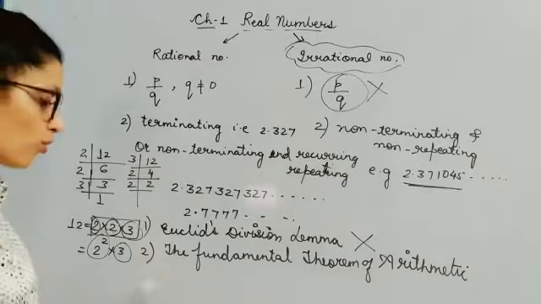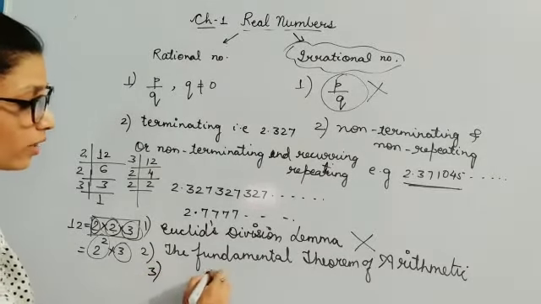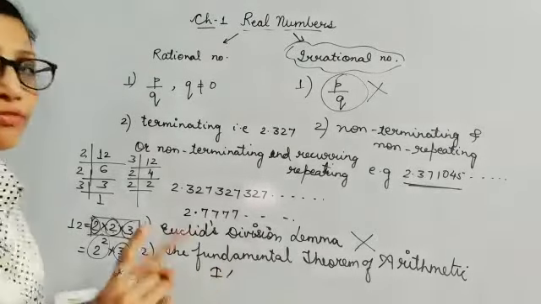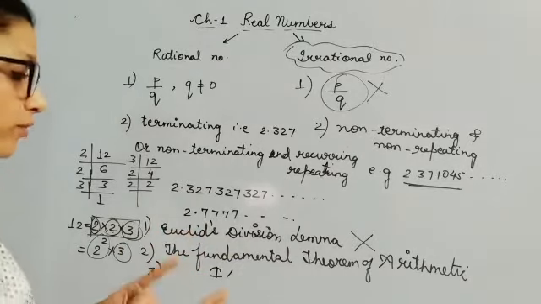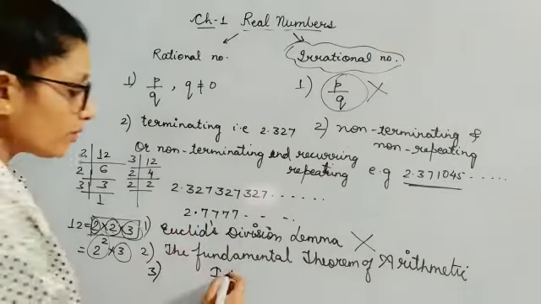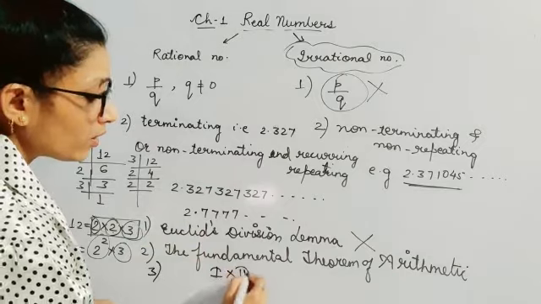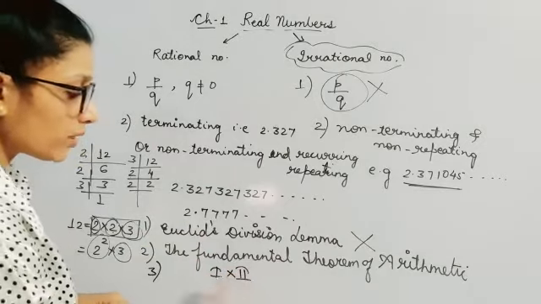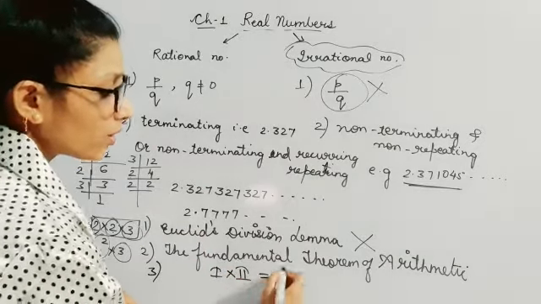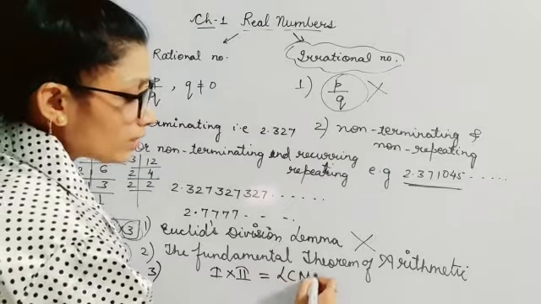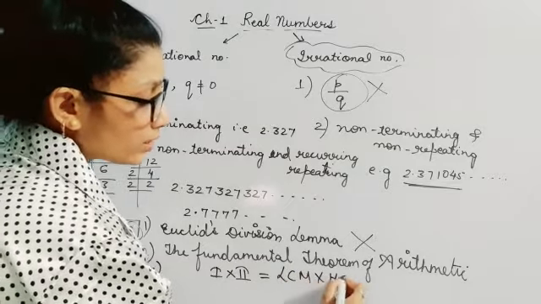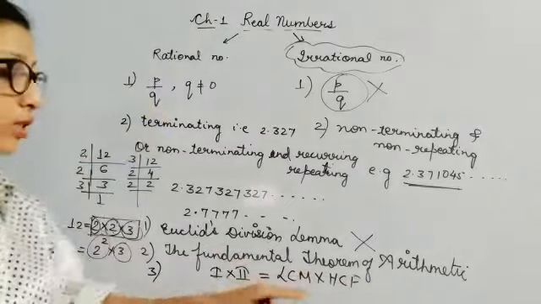We have one more formula, children. If you have two numbers and you are finding the LCM and HCF of the two numbers, then you can verify it by the formula: the product of the two numbers will be equal to the product of the LCM and HCF of these two numbers.